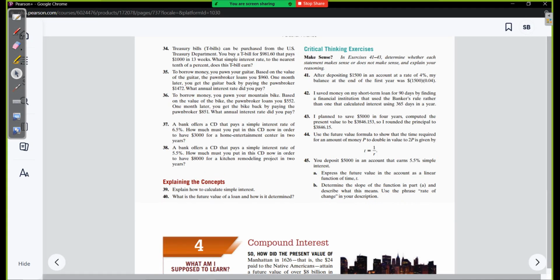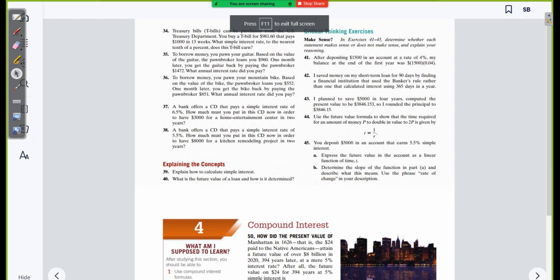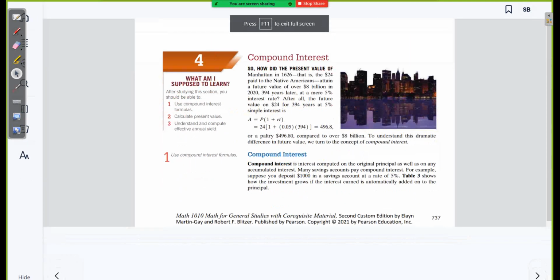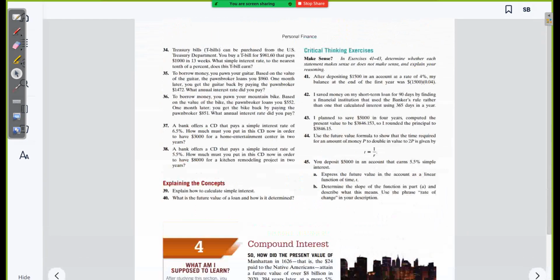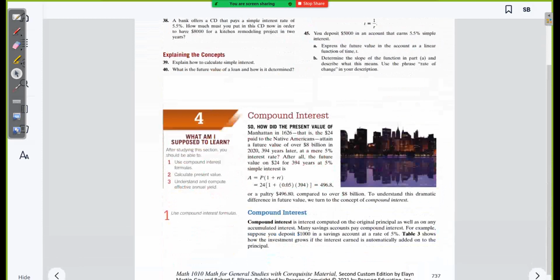Okay, today we're talking about Chapter 10, Section 4, compound interest. All right, so we've talked about interest quite a bit, and now we're going to just kick it up just a little bit. And let's do this.